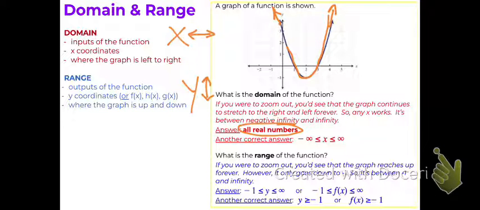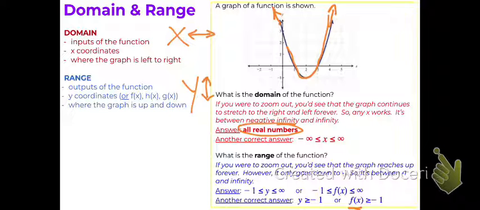The range, how far down does it go? It only goes down to -1. How far up does it go? It goes up forever. So all of my y's are above -1. Y is greater than -1. Or if it's a function, they might say f of x is greater than -1.